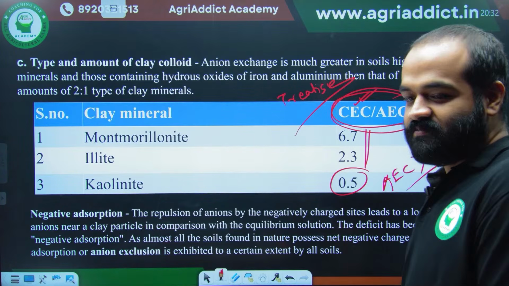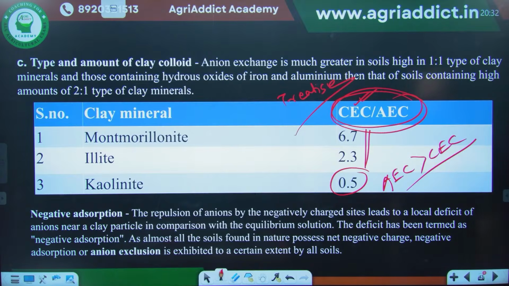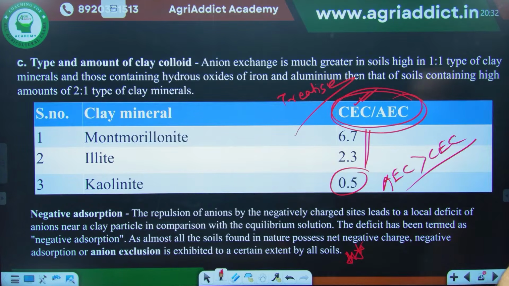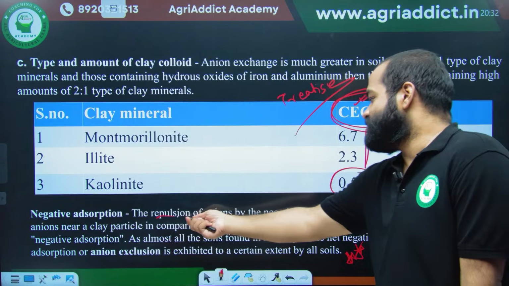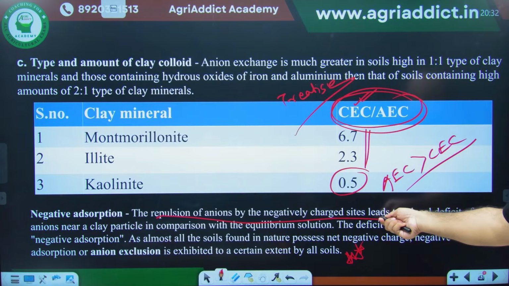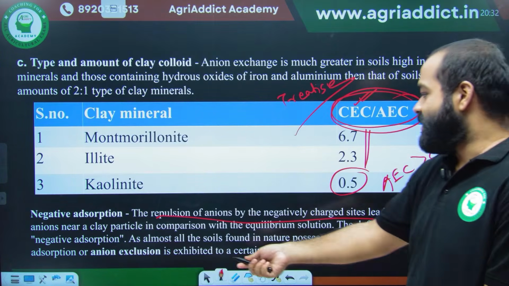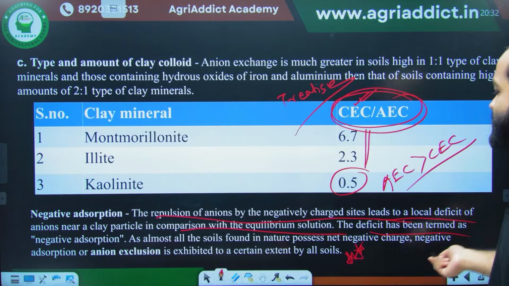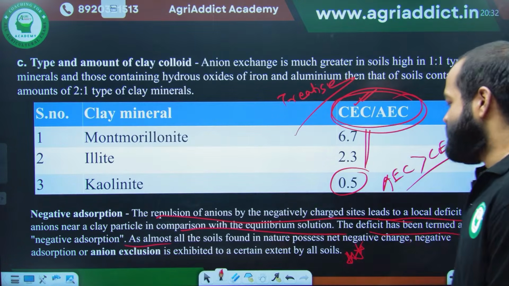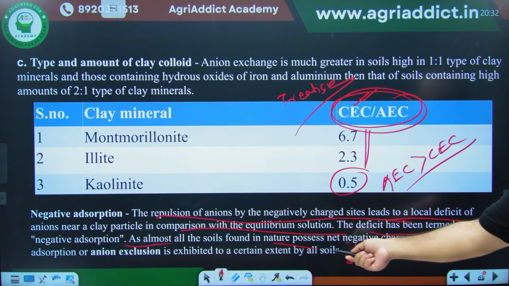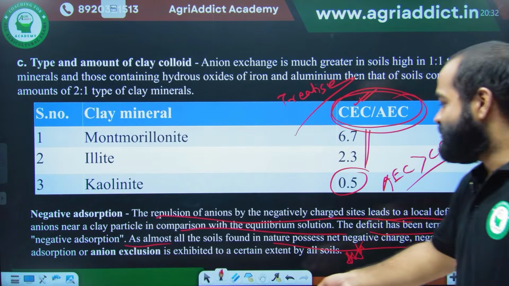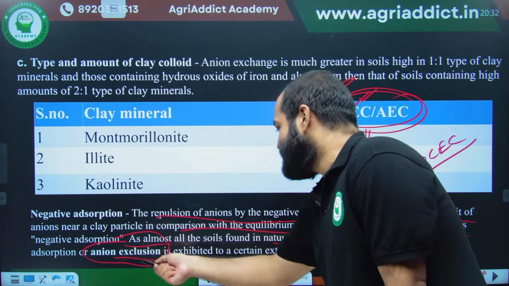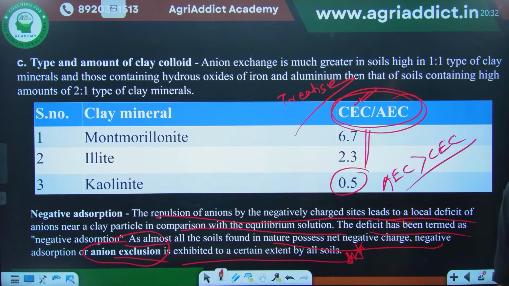All right. Here especially for you, I have taken this thing also. You should know what is negative adsorption. It is the repulsion of anions by the negatively charged sites. It leads to a local deficit of anion near clay particle in comparison with the equilibrium solution. This deficit has been termed as negative adsorption. As almost all the soil found in nature possess net negative charge, negative adsorption, also called anion exclusion, is exhibited to a certain extent by all soils.